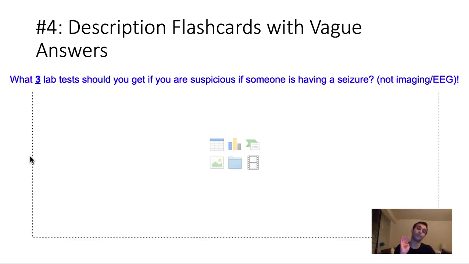All right, the fourth bad mistake that I see with students who make flashcards is they create flashcards that have vague answers. So for example, here's a flashcard I created on Anki, and I said, what 3 lab tests should you get if you are suspicious that someone is having a seizure? I even helped myself by specifying, don't give me imaging or EEG as one of them, because obviously if someone has a seizure, you will do an MRI and you will do an EEG. So what 3 lab tests should you get? The reason I hate this flashcard is that it's just horrible. There are so many possible answers that there's no real right answer for the 3 lab tests.